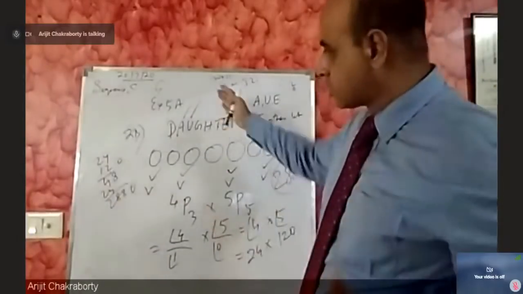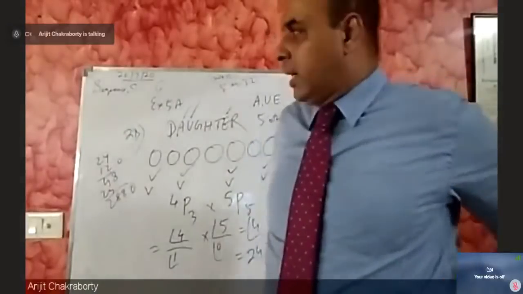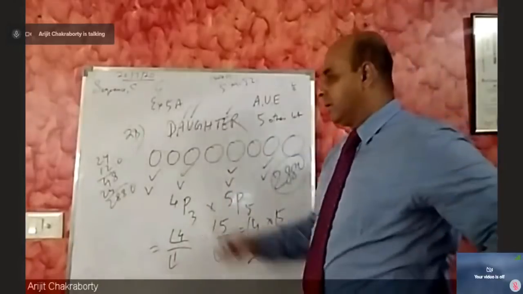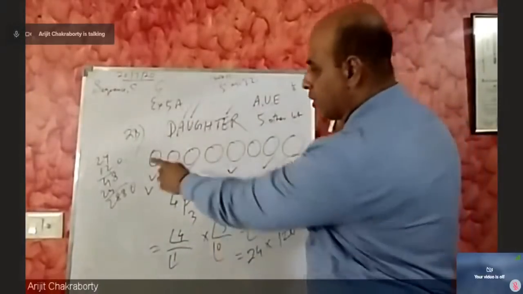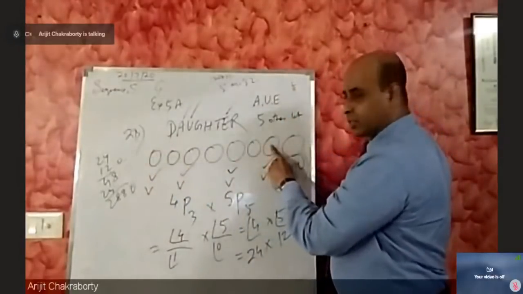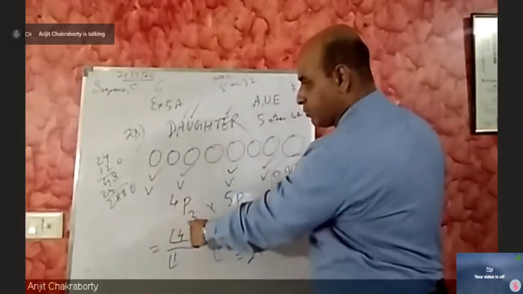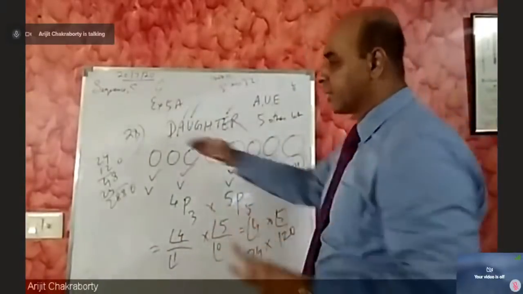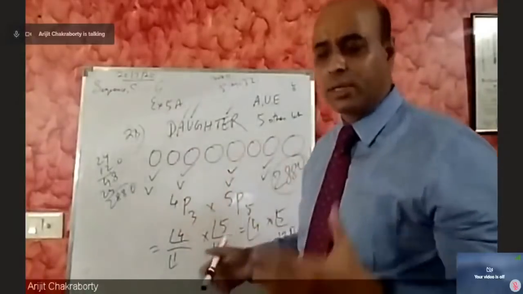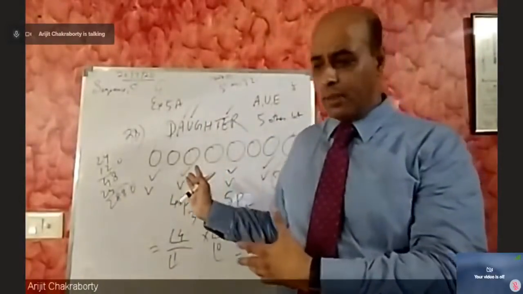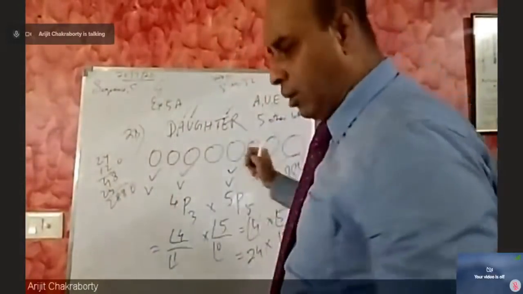Okay, please check this question. Question is 23 in exercise 5A. Daughter, we have taken A, U and E. A, U and E can be kept only in the odd places. So odd is 1, 3, 5, 7 positions. So 4P3, because you have 4 vacancies and 3 letters. 4P3 we have done. The remaining 5 letters, which are the consonants, can be placed in the remaining places. Now we take another tough one.